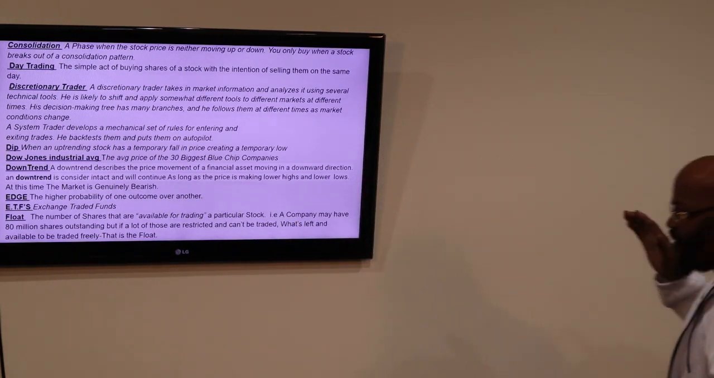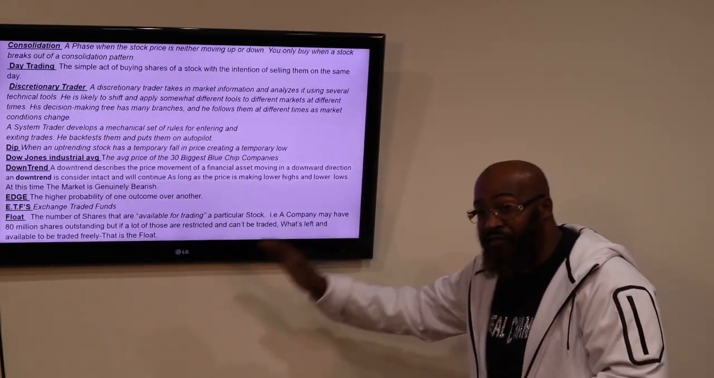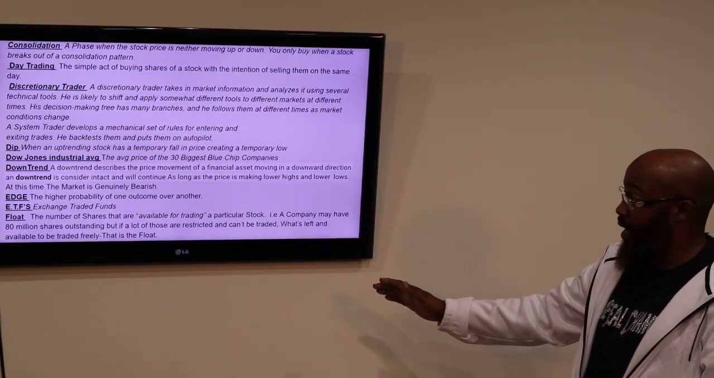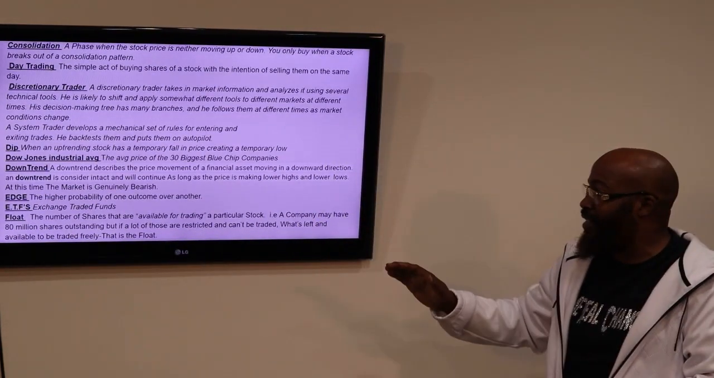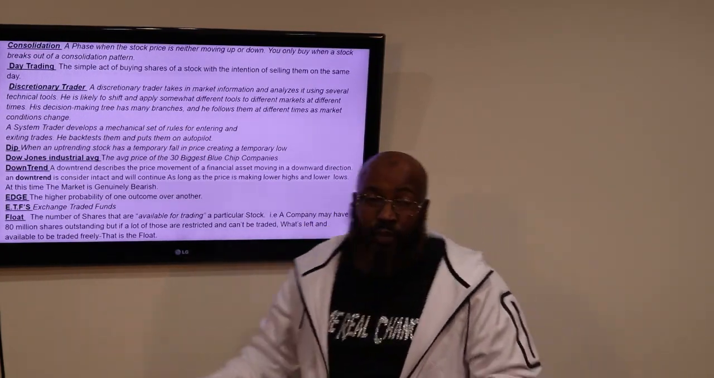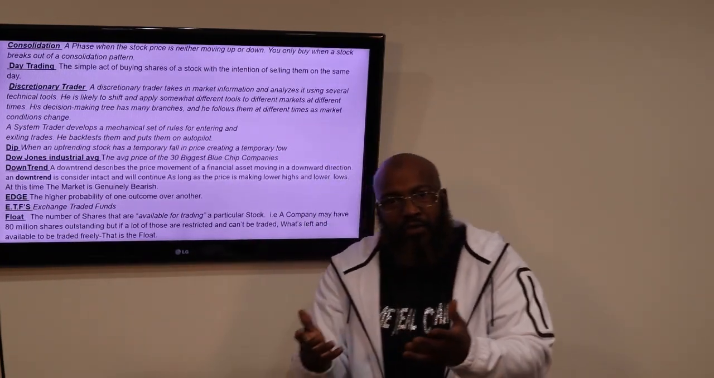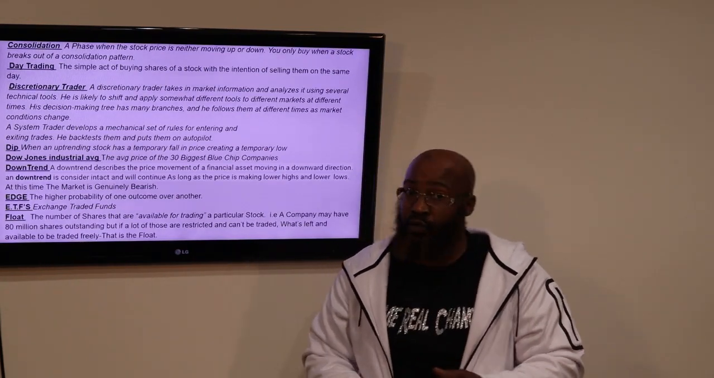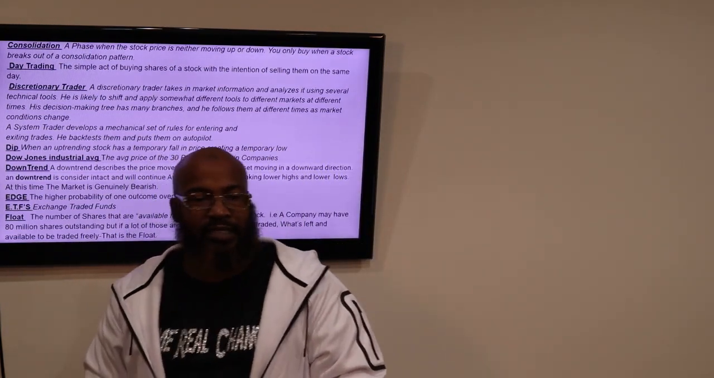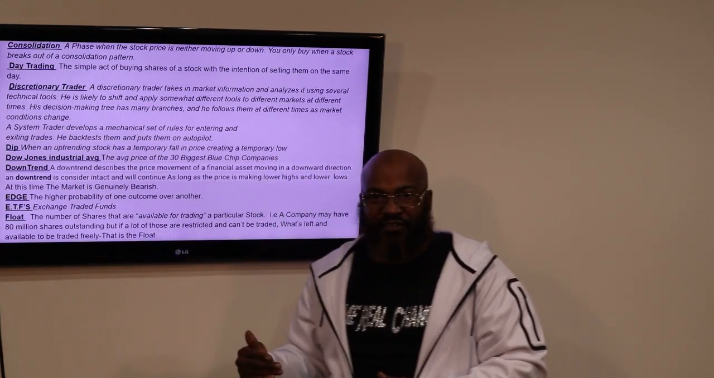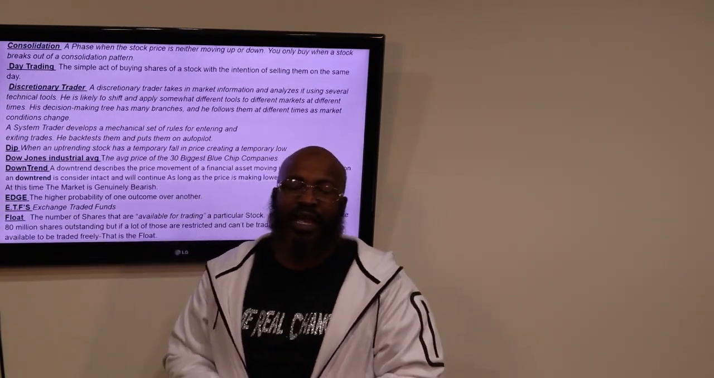Float. This is a very important thing you're going to need to know. Float means the number of shares that are available for trading. A company may have 80 million shares outstanding, but if a lot of those shares are restricted and can't be traded, what's left available to be freely traded is the float. That lets us know how many shares of this stock are available to be traded. When we start looking at more stock charts and getting ready to place orders, one of the steps in our process is identifying whether this is a low float stock or a high float stock. We'll cover the importance of that later.